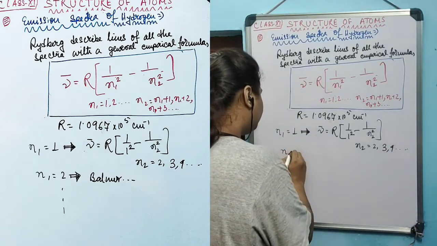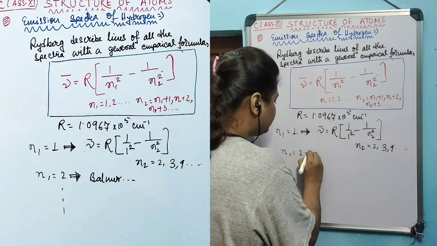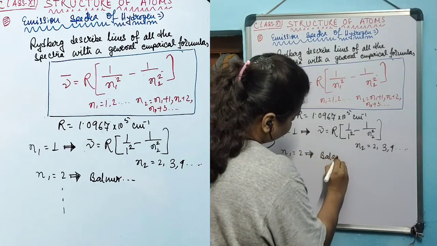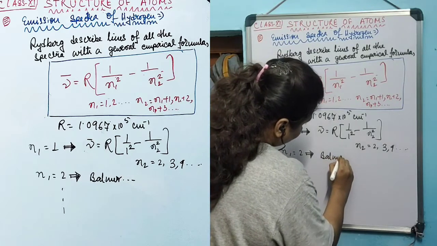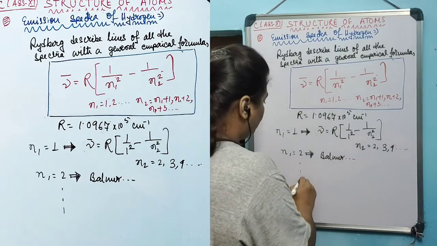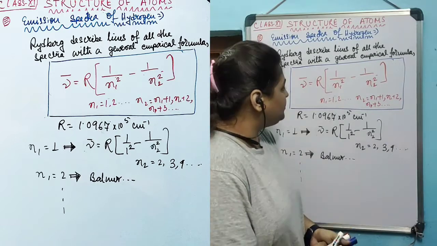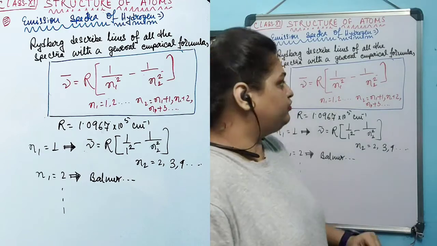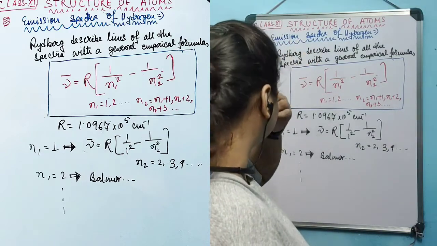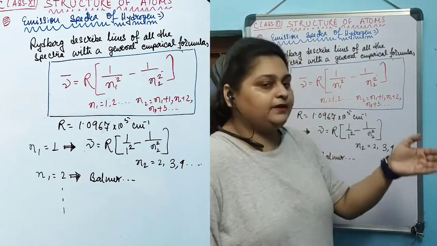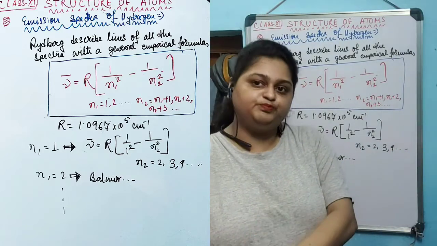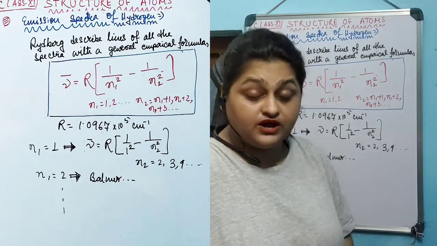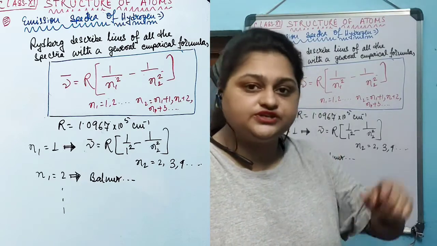When we take n1 equals 2, the series that we get is the Balmer series, and so on. So by putting the base value n1 as 1, 2, 3, 4, 5 and 6, we will get the individual series expressions for the Lyman, Balmer, Paschen, Brackett, Pfund and Humphrey series, and can calculate the individual lines that we were getting in each series.